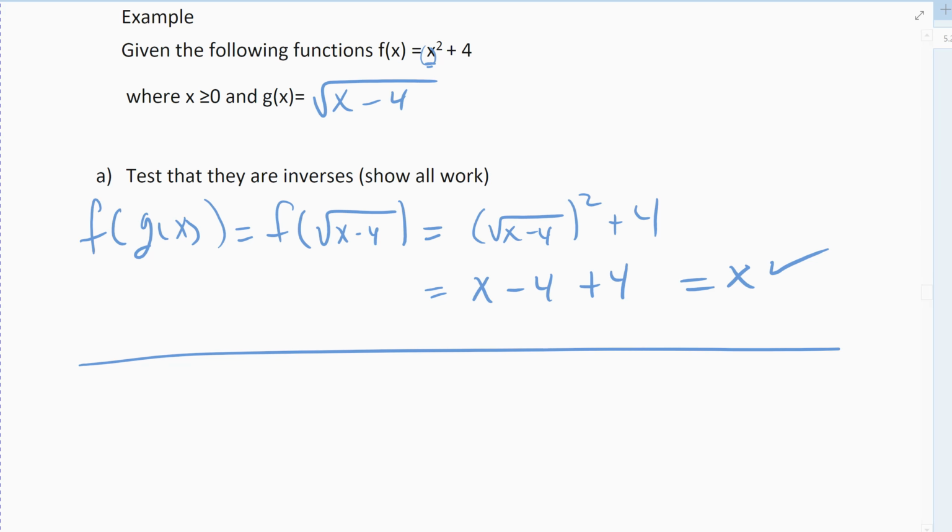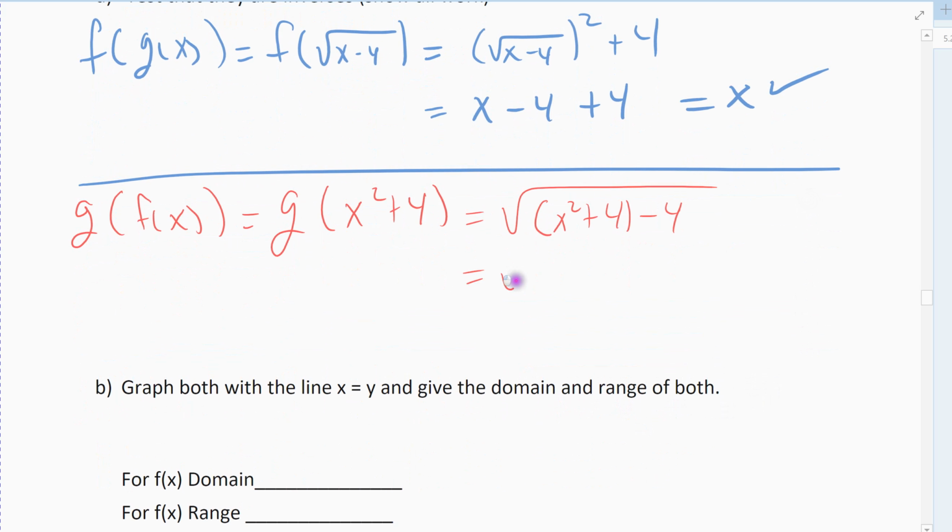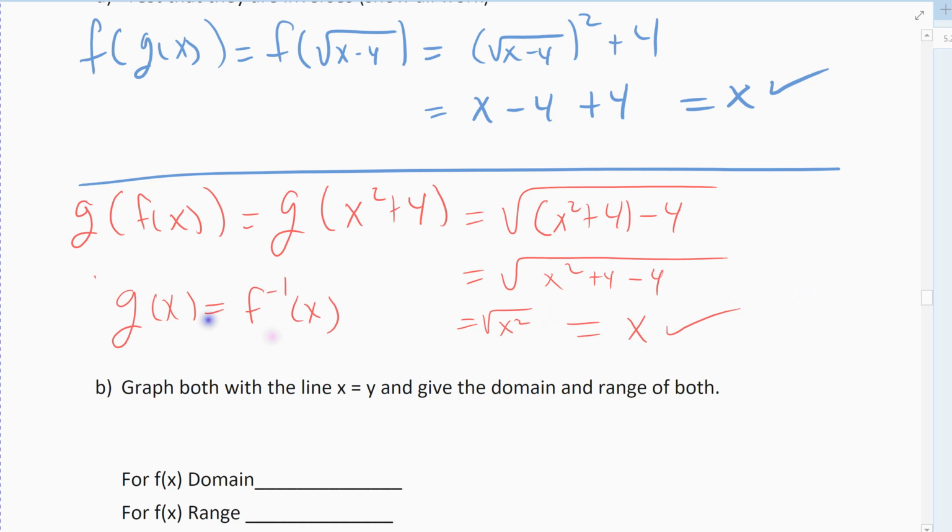All right, but now I check in the other direction. So g of f of x. So I'm going to plug x squared plus 4 into g. And so again, it's going to go in here for the x term of g, and so it's going to be the square root of x squared plus 4 minus 4. And so we drop the parentheses, x squared plus 4 minus 4. Well, the plus 4 undoes the minus 4, leaves me with the square root of x squared. Well, the square root undoes the square and leaves me with x, and so it does check. Yes, g of x is the inverse of f, so I can write it f inverse of x.